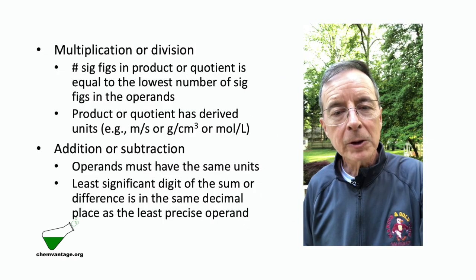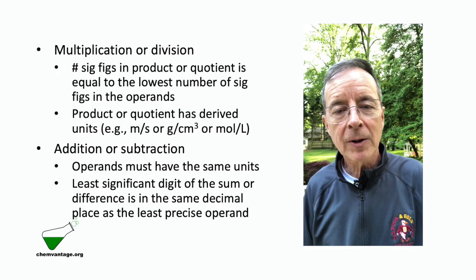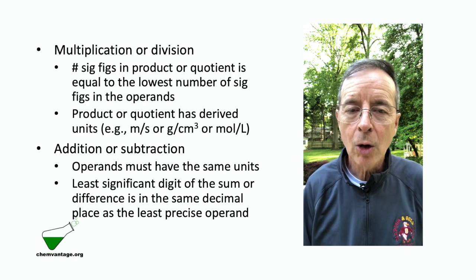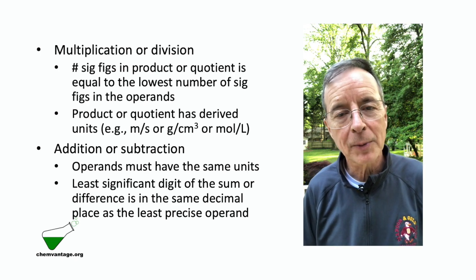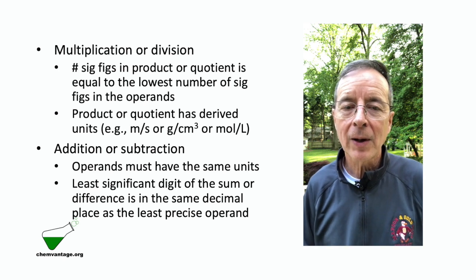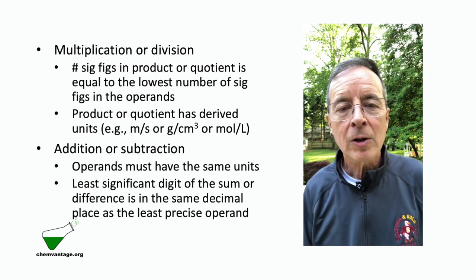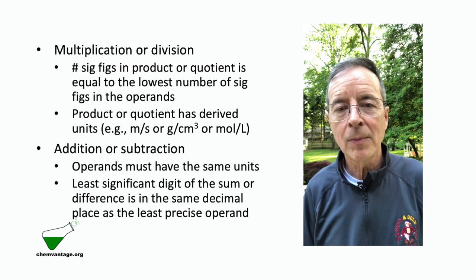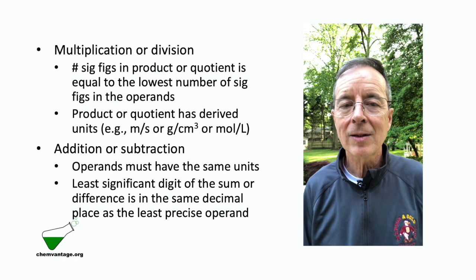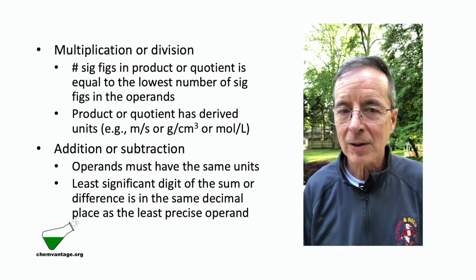Remember, for multiplication or division, the number of significant figures in the product or the quotient is equal to the lowest number of significant figures in the operands. But for addition and subtraction, the units of the operands must be the same. So the least significant digit of the sum or difference is in the same decimal place as the least significant digit of the least precise operand.